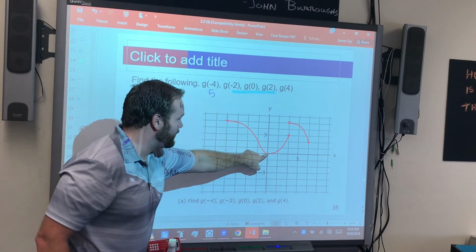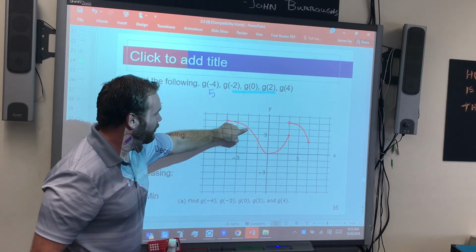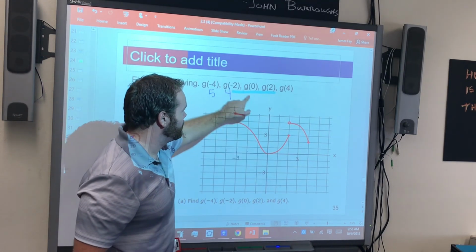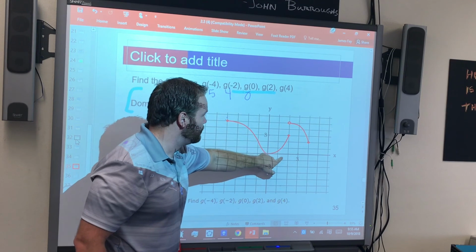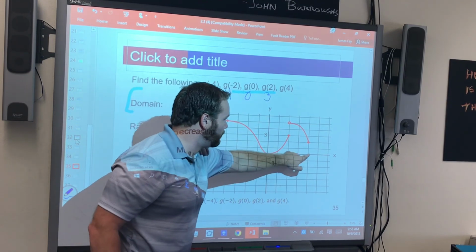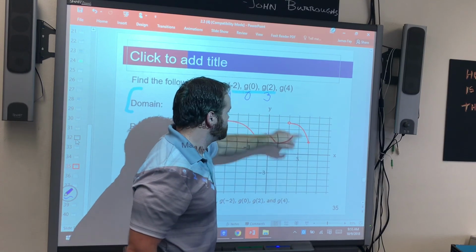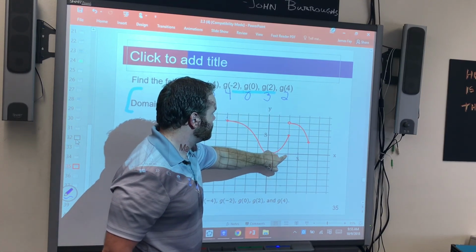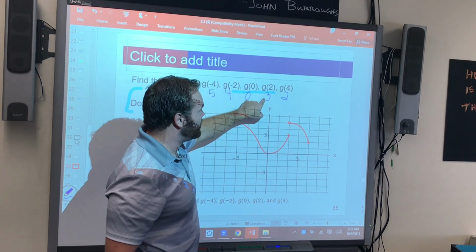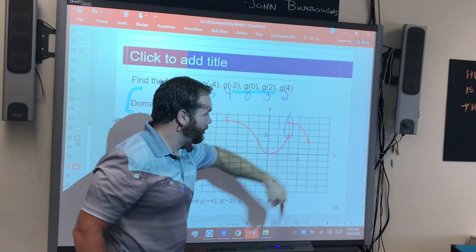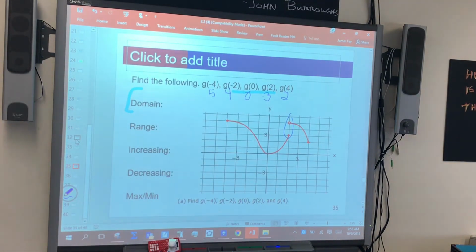So now I go find g of negative 2, and that one would be 4. Find g of 0 would be 0. G of 2, 3. G of 4, 2 again. What if I said g of 2? We already did. G of 2 is 3. I didn't talk about the discrepancy there. One's open, one's closed, right? We have to choose the closed one.